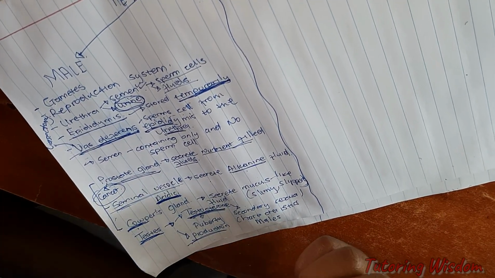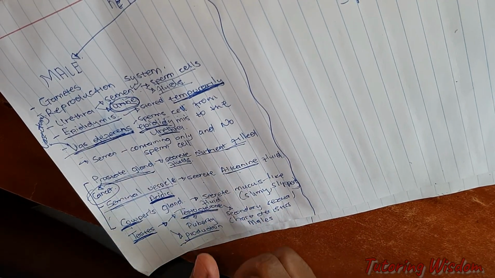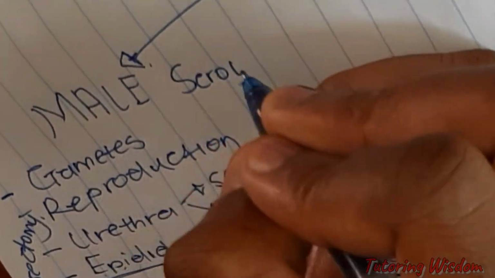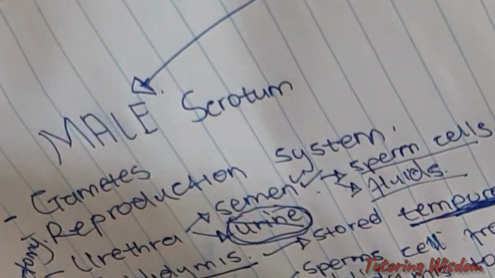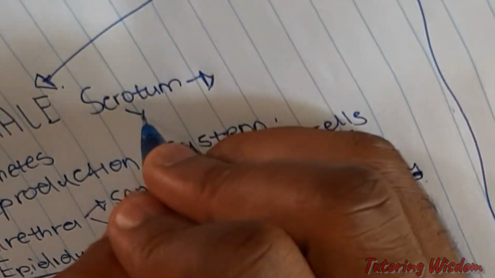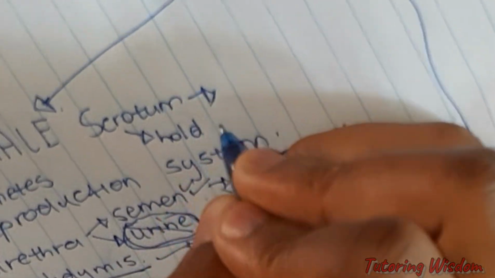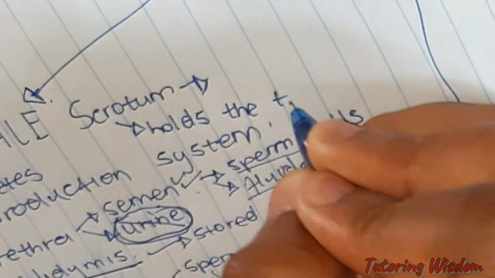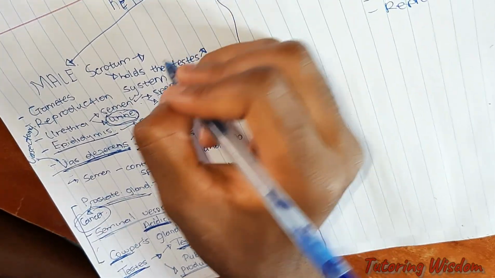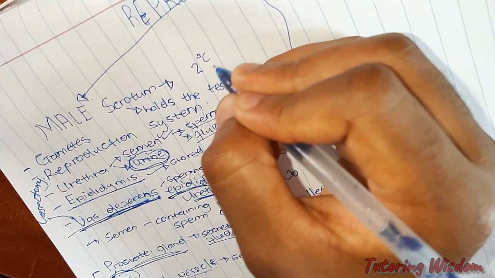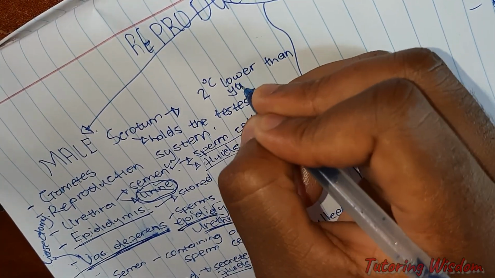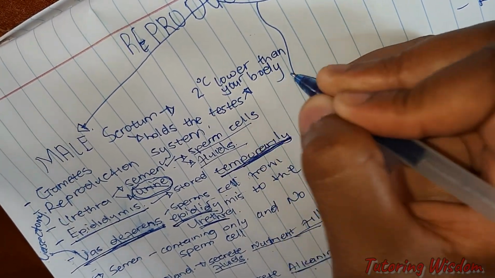So the other part, which I won't be able to fit into this page, is the scrotum. The scrotum is the sac outside the male's body which holds the testes outside of the body at a temperature 2 degrees Celsius lower than your body temperature. So that's the function of the scrotum.